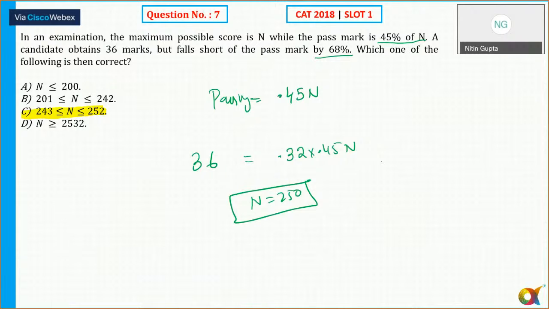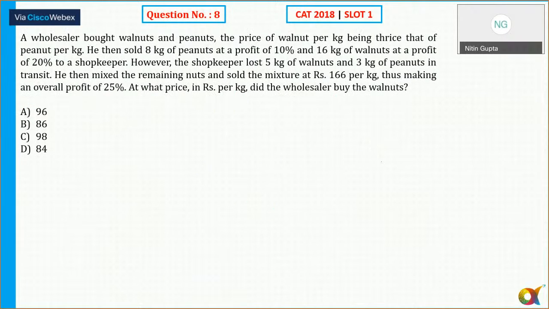Okay, guys. Let's move to the next question then. 8th. So 8 says, let's see, question number 8. A wholesaler bought walnuts and peanuts. The price of walnut per kg being thrice that of the peanut per kg. So the first thing is cost price. Peanut, it is x, and walnut, it is equal to 3x.